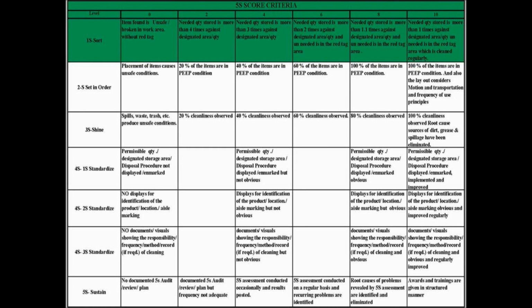For instance, 1S, if items are unsafe and broken and without red tag and huge items are lying, the score is 0. Whereas if you look at the 10th level, needed quantity stored and the items are placed against the designated area, and unneeded items are kept in the red tag area only, and things are clean. So probably the quantity is also in place, the quality is also in place, and the whole system of red tag is in place. Therefore we award 10 marks for the 1S.